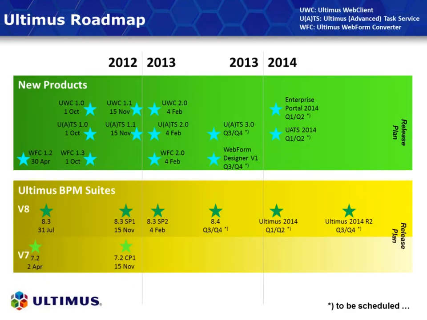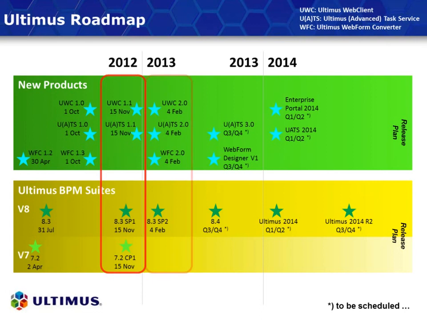Putting those numbers into a roadmap, I don't want to talk about each and every thing in detail, but you see we have blocks which have dependencies, and so these dependent components will also be released in combination. So 1st of October, we had the release of Ultimus WebClient 1.0. The 15th of November, we are releasing Ultimus WebClient 1.1 with Ultimus Advanced Task Service 1.1, plus the CP1 and SP1 of 8.3 and 7.2.